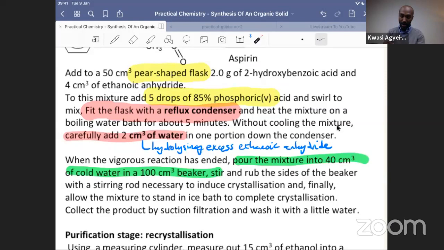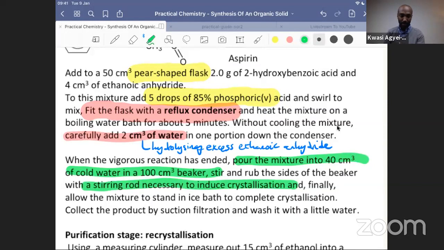Okay, so what we've got here is our crystalline solid. It says you may need to scratch the inside of your beaker with a stirring rod to allow the solid to crystallize out. Now, the solid produced at this stage is not pure, so it's unlikely to be very crystalline, but we will deal with that in the next stage.